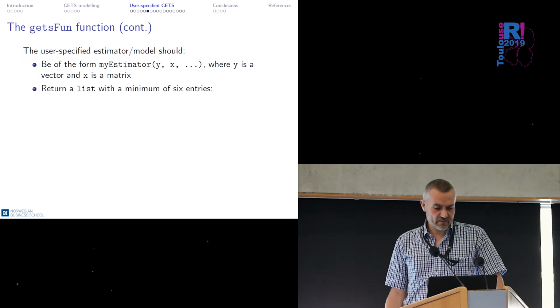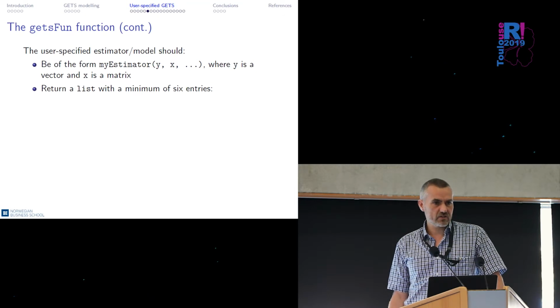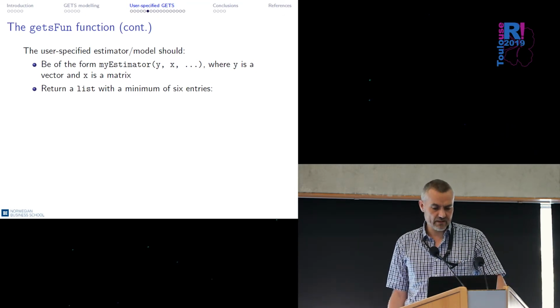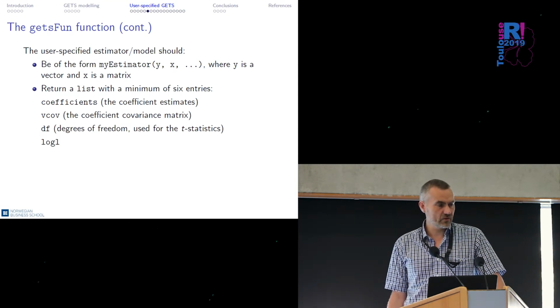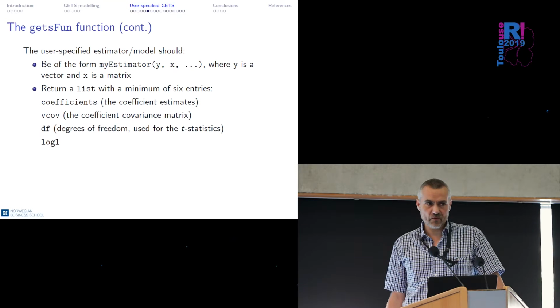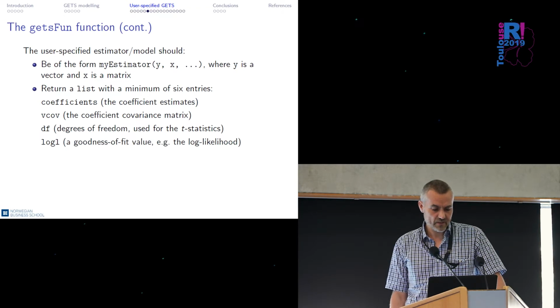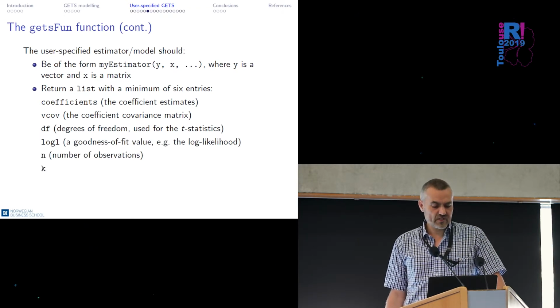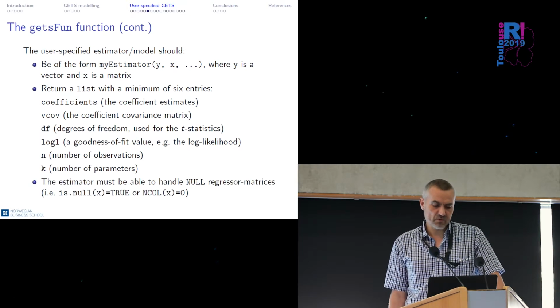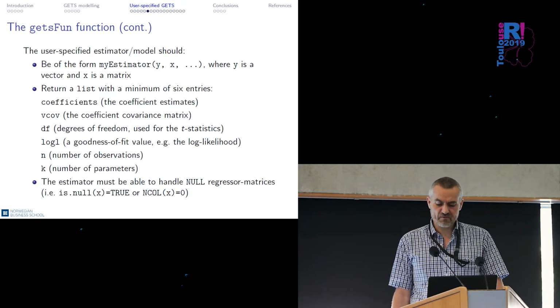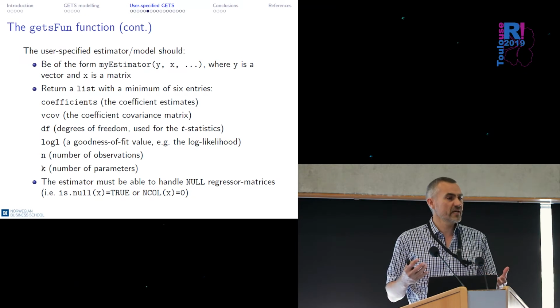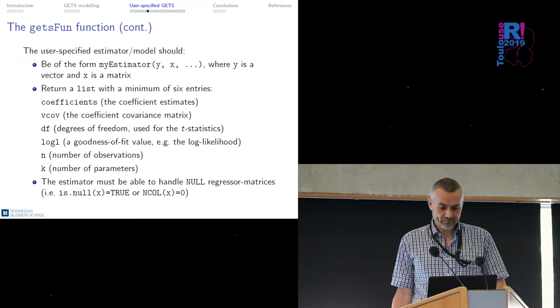Y must be a vector, X is a matrix, and the estimator must return a list with 6 entries: the coefficients, the coefficient covariance matrix, the degrees of freedom used for the t-statistics, a log likelihood, or alternatively another value for the goodness-of-fit criterion that is used, the number of observations, and the number of coefficients estimated. It must also be capable of handling null regressor matrices, because it might actually delete all the regressors.